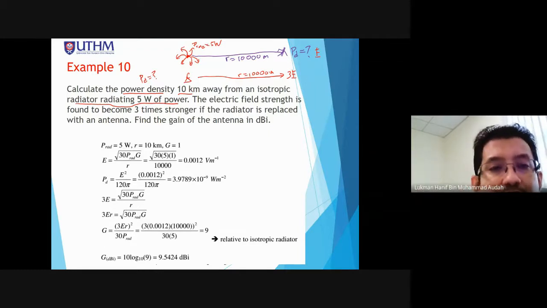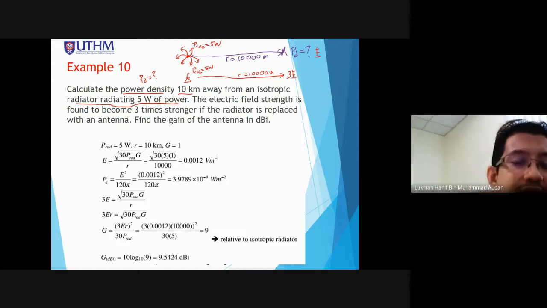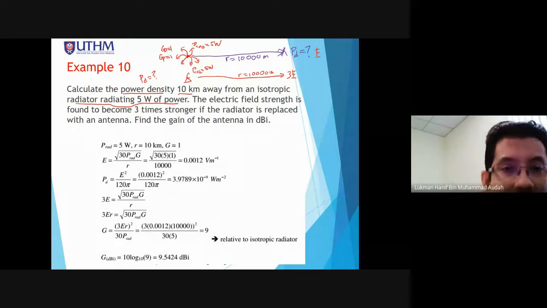Dan dalam konteks ini kamu perlu faham bahawa apabila kita tukar switch bermakna kita menganggap power radiation masih sama, iaitu 5 watt. Dan kita juga perlu faham bahawa isotropic radiator sifatnya adalah dia mempunyai gain bersamaan dengan 1. Maknanya GD equal to 1. Power gain also equal to 1. Ini memang sifat dia. Now the issue is we don't know how much is directivity gain for this antenna.